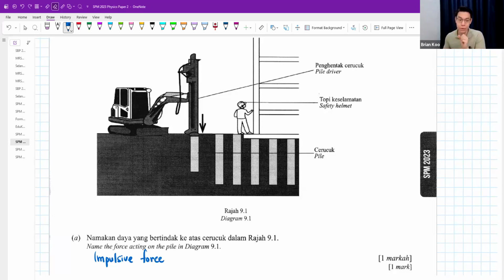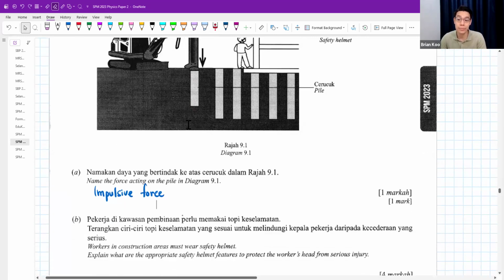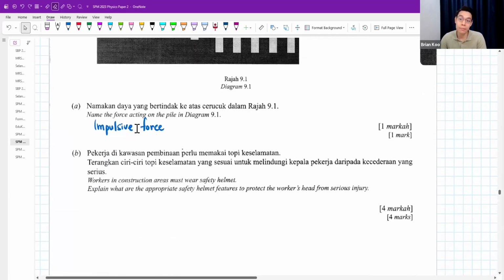But they also accept if you say gravitational force, because it's the force acting downwards. The power is indeed being pulled down by gravity, so that also makes sense. But I feel the best answer is impulsive. This year SPM, they did accept gravitation. They also accept. Okay, but I feel the best is this.